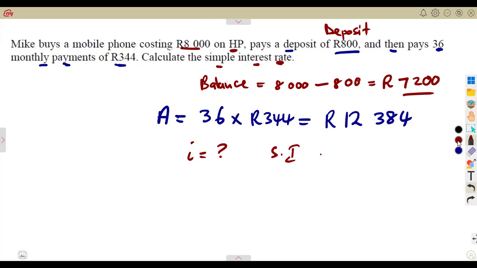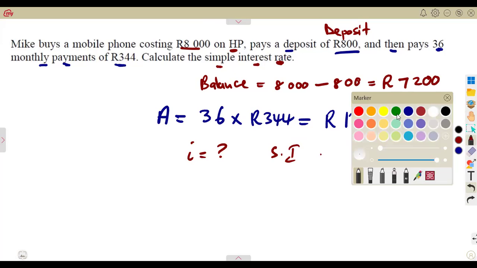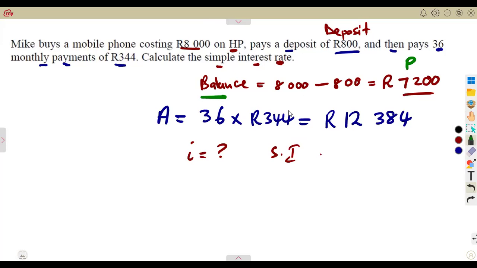So already we have, remember, the balance, like I said, from that formula, the balance represents the principal. We have the amount in this case. Already this is the accumulated amount, the one that is supposed to be paid. The number of years from the 36 monthly repayments: 36 divided by 12, how many years? 3 years. So we have the number of years, which is 3.